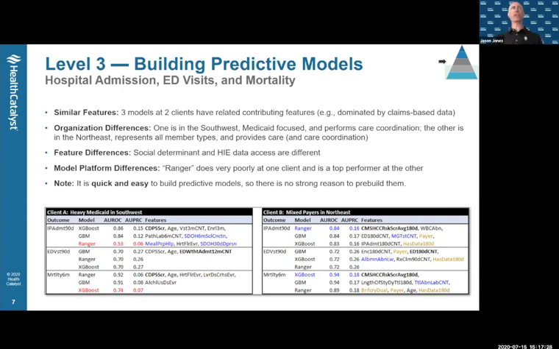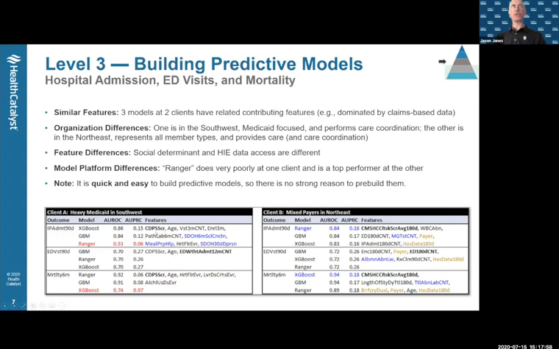And so what we're looking at here is two clients that had similar questions. Tell me who's going to get admitted into the hospital in the next 90 days. Tell me who's going to show up in the emergency department in the next 90 days. Tell me who's going to expire in the next 6 months. And we have the performance of the models as well as the features that were selected in each. And there's a lot on the screen. But what I'll draw your attention to is that there is a fair bit of overlap.